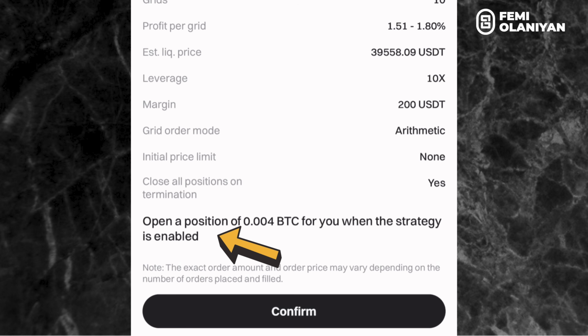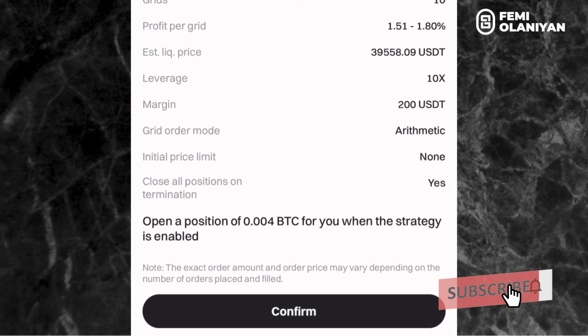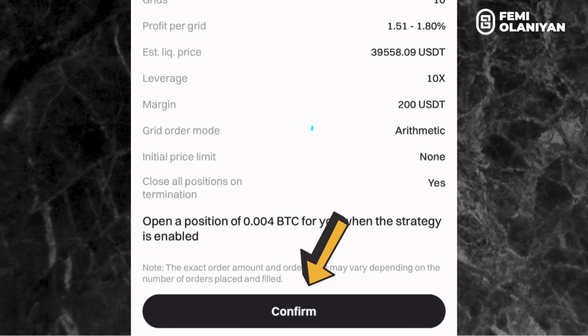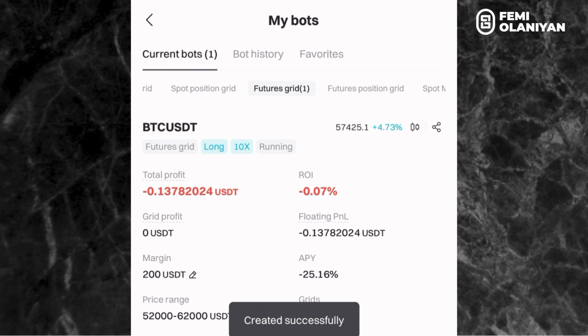So right now you can see it says open a position of 0.004 BTC for you when the strategy is enabled. Now this means that if I click on confirm, this trading bot will take this first trade for me immediately. Remember that I did not put a trigger price. So if I put a trigger price, it will open this trade for me at that trigger price. But because I did not put any trigger price, this means that it will take this first trade for me instantly. So I'll just come right here and click on confirm. So just like that, it has been created successfully, and you can see our trading bot has started immediately.